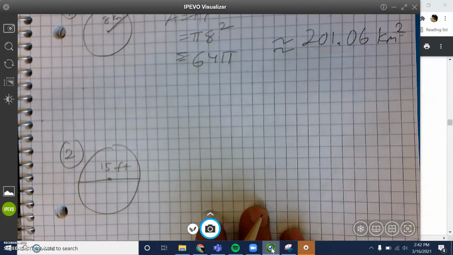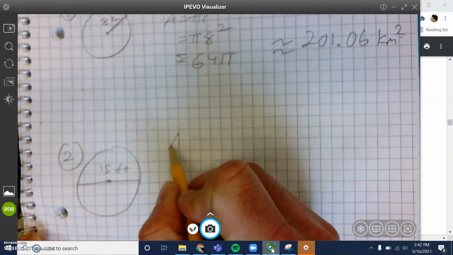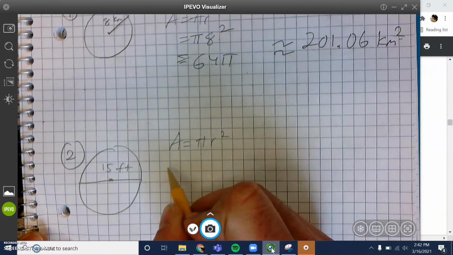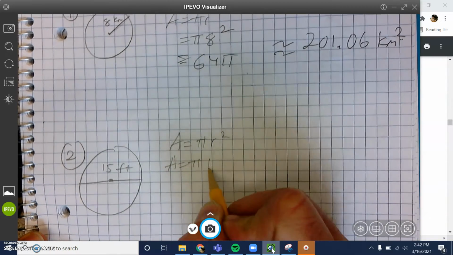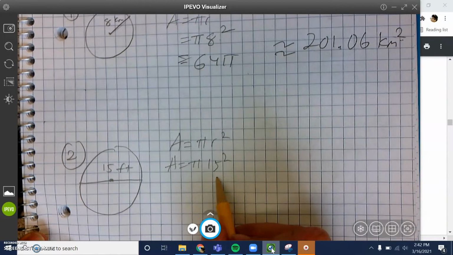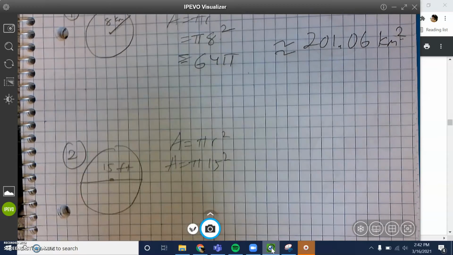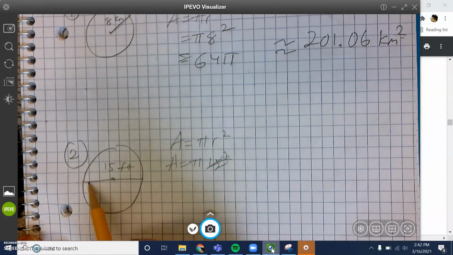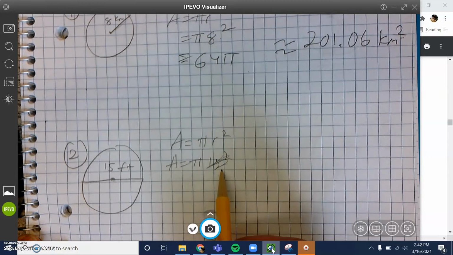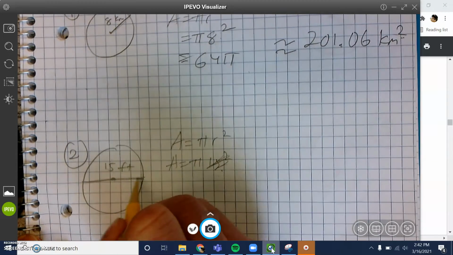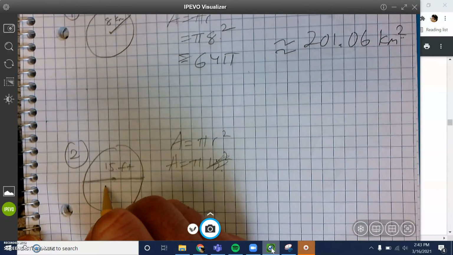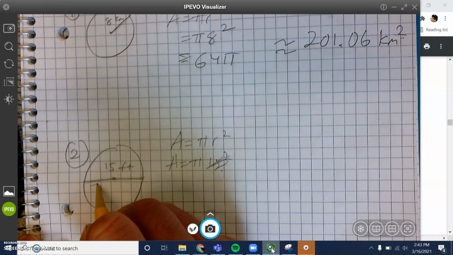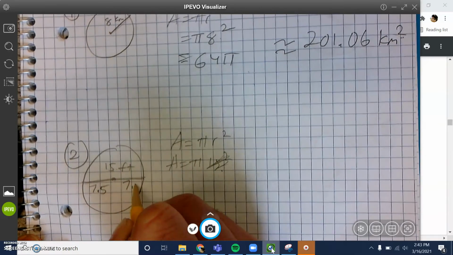Okay, see if you can see how I mess this up. Area equals pi r squared. Area equals pi times 15 squared. Good? Nope, I messed it up, right? How'd I mess it up? Yeah, this is the diameter. That's not the radius. 15 is not the radius. If the diameter is 15, I need to cut it in half. So cut 15 in half. What do you get? Yeah, 7.5.